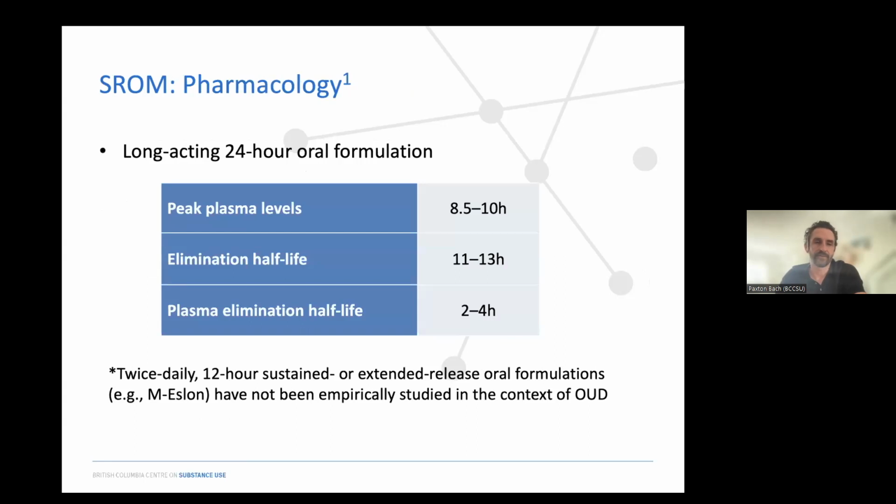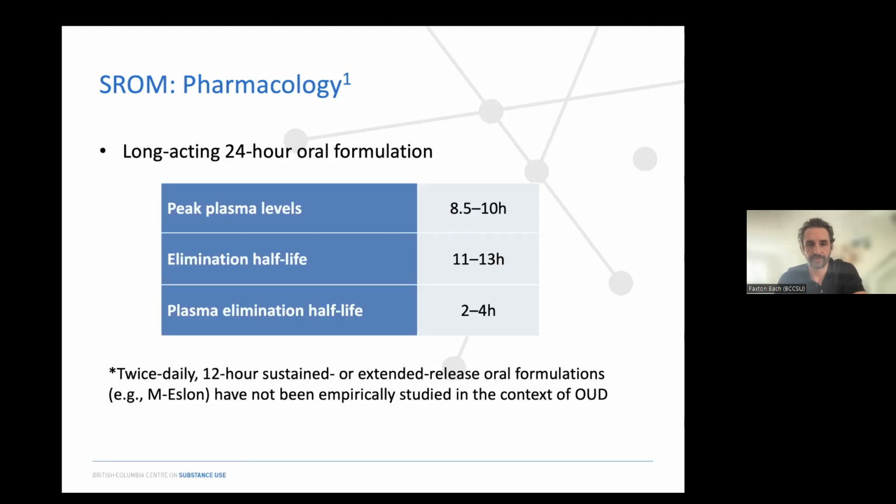Again, to reiterate, slow-release oral morphine has fairly specific pharmacology. It's quite a bit different from other forms of OAT that we use. Just to remind everyone, it's a 24-hour formulation of morphine. It is morphine, that's the active agent. It's the proprietary technology and the slow-release formulation that leads to its prolonged effect.